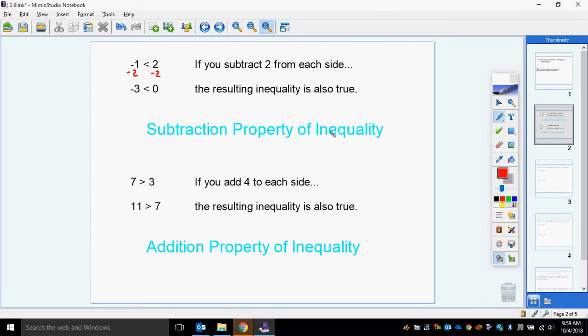Just like we had the subtraction property of equality that says when you subtract on both sides of the equal sign, it still stays equal. Well, if we subtract on both sides of the inequality, it still stays true.